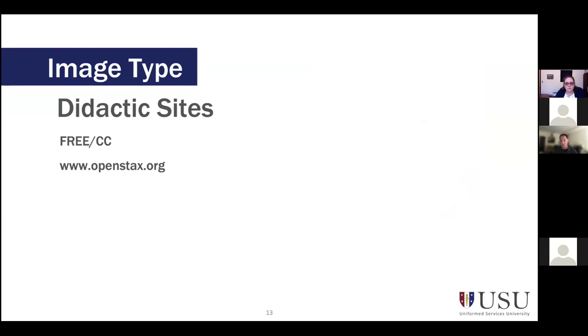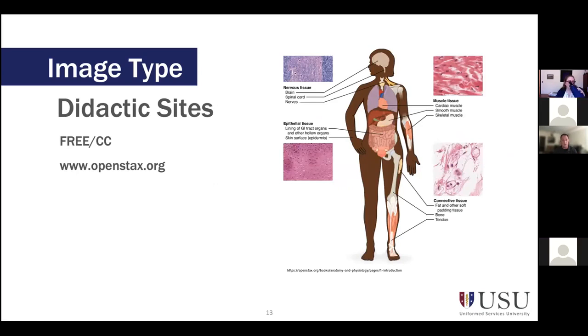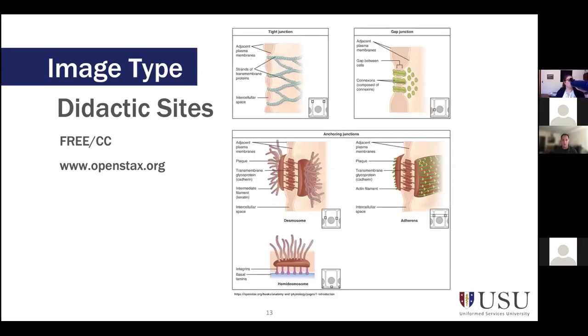Another good source is OpenStax.org. They have open access textbooks here. The textbooks themselves, I think, are more pre-med based. They're not really med school. They're a little bit below, but the images are very good and they can still be used in med school presentations as well. And these cover anatomy, physiology, and microbiology as well. So they have all sorts of images in there, also very good quality.